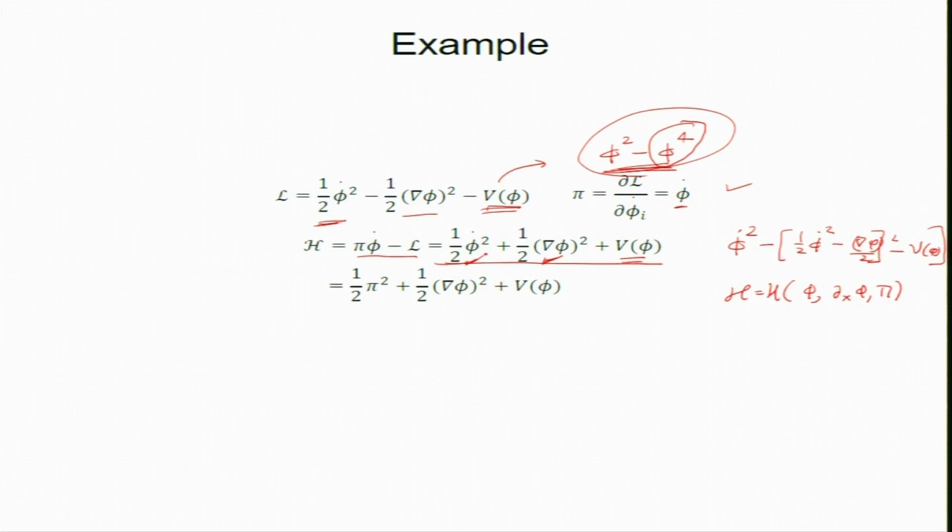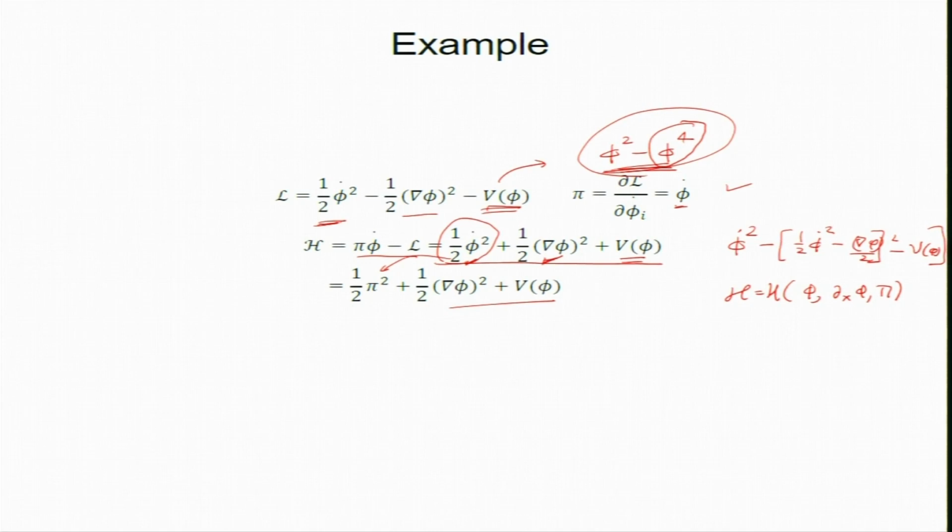So, this should not be here, but I know what phi dot is. Phi dot is nothing but pi. So this one becomes that, and the remaining two terms remain as is. Okay. So, that is our Hamiltonian.